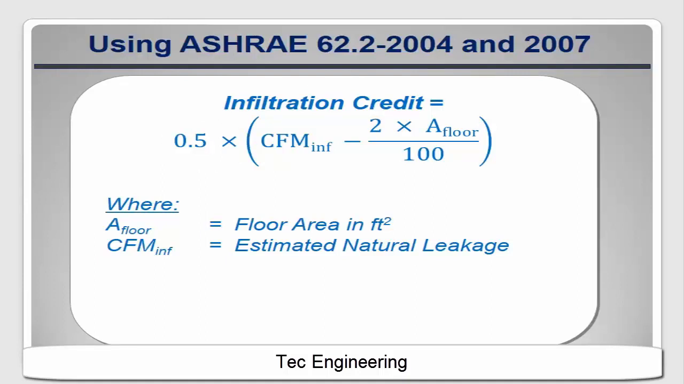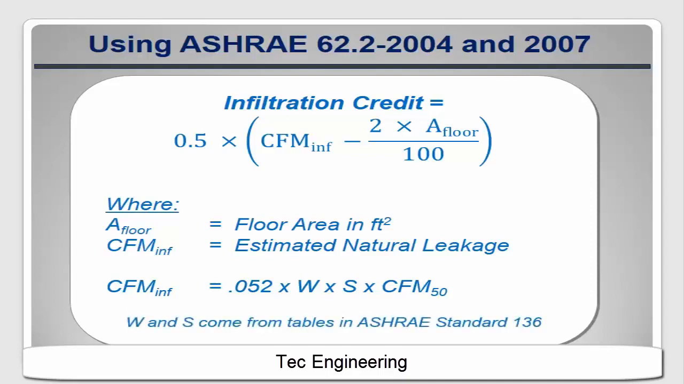The next logical question is, how do we estimate the natural infiltration from the blower door test result? Well, these earlier versions of ASHRAE 62.2 don't include an equation. They reference ASHRAE Standard 136 for the calculations, which is just about as convoluted as the ASTM standard referenced by 62.2 2013. But again, the industry adopted a simplified calculation that looks the same as the one used for the 2013 version. The natural infiltration is 0.052 times the weather factor times the height factor times the blower door result in CFM at 50 pascals. But there's a big difference. The W weather factor and the S height factor come from ASHRAE 136, and they're different than those listed in the 2013 version of ASHRAE 62.2, and they result in a higher infiltration estimate than those in the new standard.